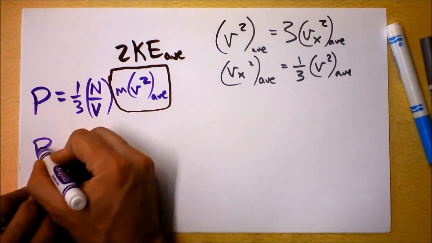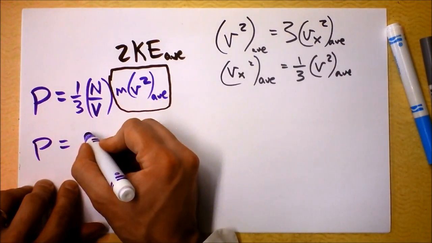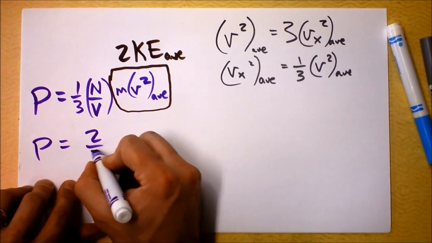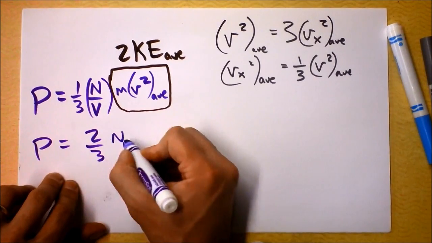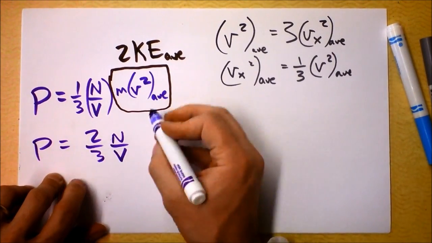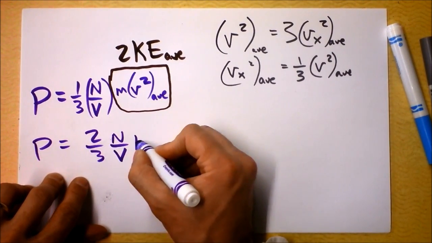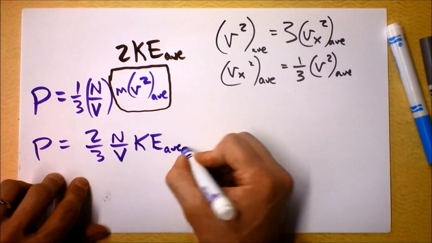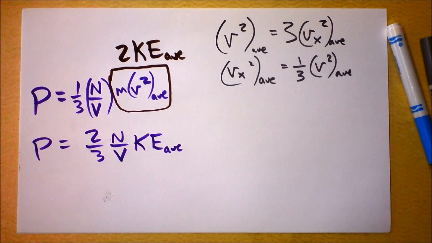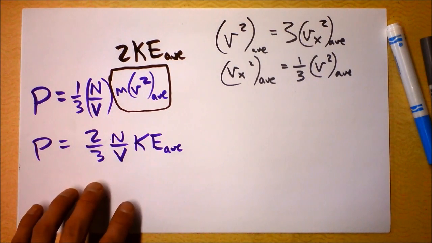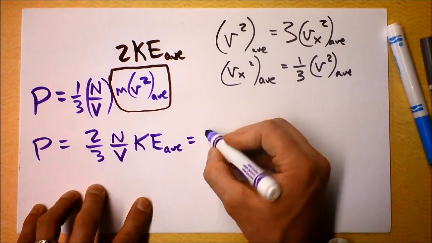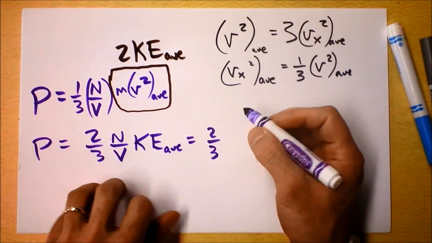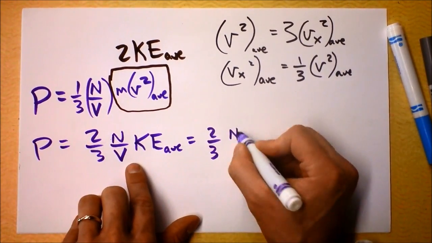Watch this. Pressure is 2/3 N over V times the average kinetic energy of a particle. Fascinating. All right, let's continue here. Or maybe I could write it in just a slightly different way. I mean, just to show the kinetic energy average, 2/3 N over V.